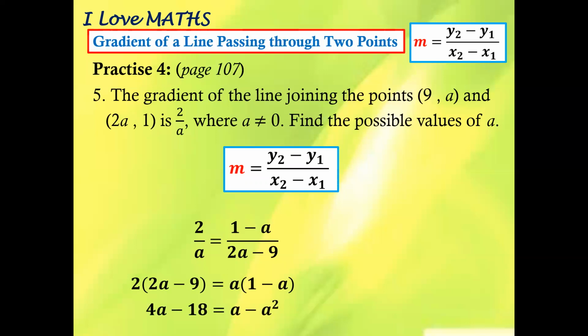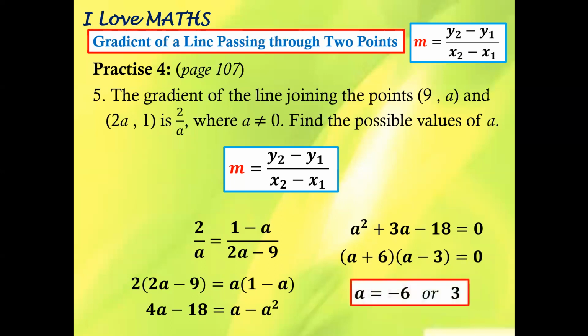Since this is a quadratic equation, let's rearrange this wherein all the terms are on one side of the equation. So that will become positive a squared plus 3a minus 18 equals 0. Solve the value of a by using factorizing or using quadratic formula. This can be factored into a plus 6 times a minus 3. So the values of a is -6 or positive 3.